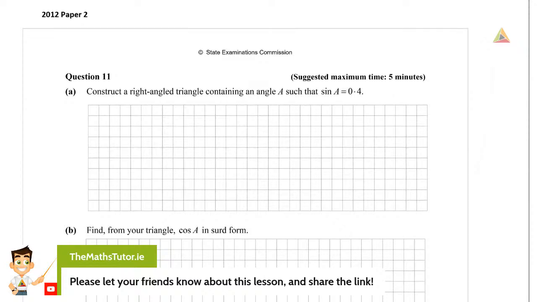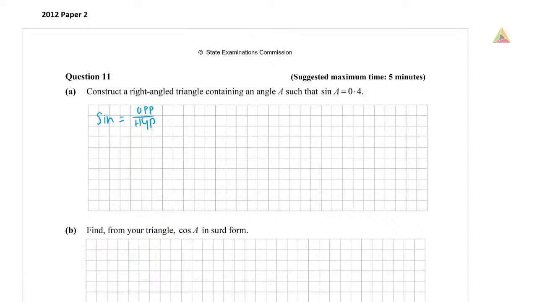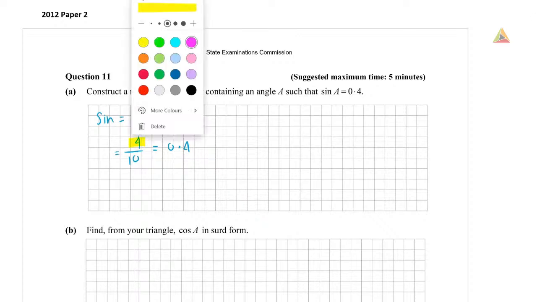The question is to construct a right angled triangle containing the angle A such that the sine of A is 0.4. The sine, as we know, is the opposite over the hypotenuse. So we need to come up with a solution for opposite over hypotenuse that would give us a result of 0.4. There's a couple of ways you could do this, but the easiest one would be 4 over 10. If we put 4 over 10, we would get 0.4. So that would mean that 4 is the opposite and 10 is the hypotenuse.